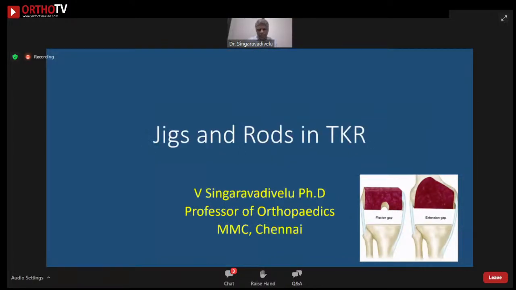Dr. Anin has made my job very easy by telling about all the types of alignment and how to establish that alignment. My topic is about how to get that right by using the jigs and rods and the tools which have been given to us. So our basic aim in doing a TKR is to establish an equal rectangular flexion gap and extension gap. This is the crux of the entire surgery. So you have to get a rectangular gap. It should not be trapezoidal. It should be the same in flexion as well as in extension.